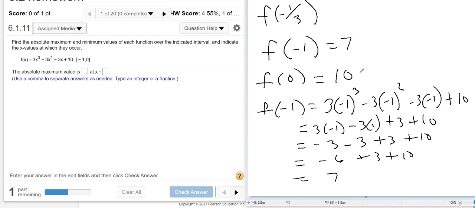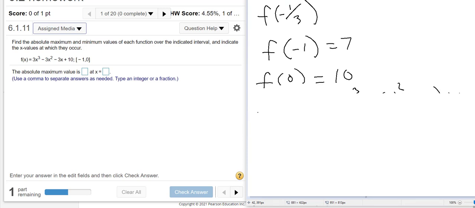Now, between these two, this would be the maximum of 10 occurring at x equals 0, and the minimum of 7 occurring at negative 1. But we can't declare that until we look at what happens at negative 1/3.